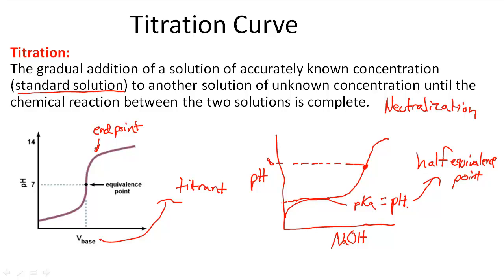pKa equals pH at that point. If you're doing the opposite, let's say you're adding an acid to a base, the same applies to both. It would just start at a basic point instead of an acidic point, and then the steepest part of the curve would reveal the equivalence point.